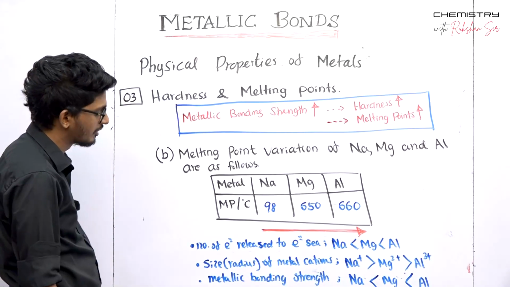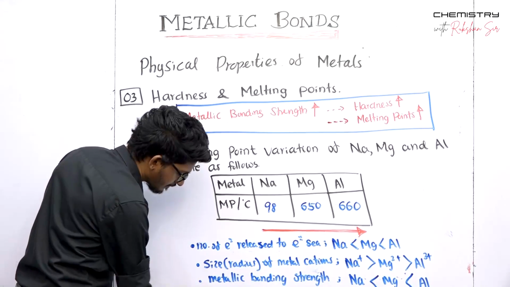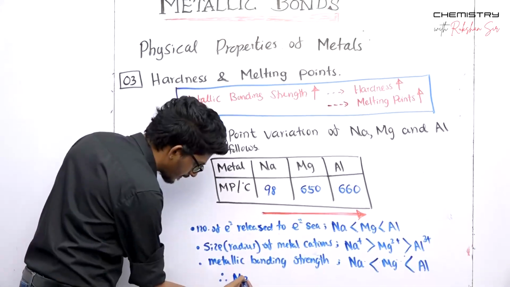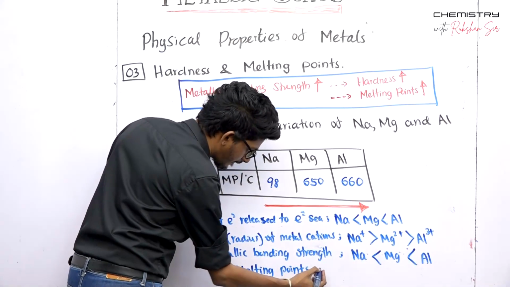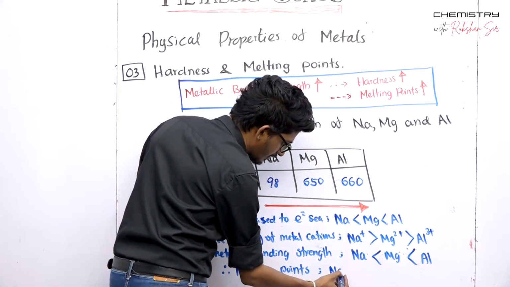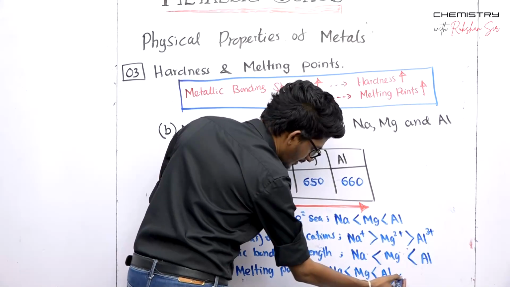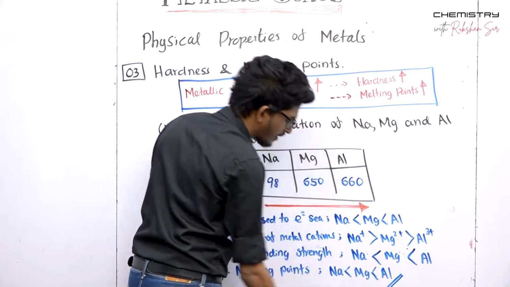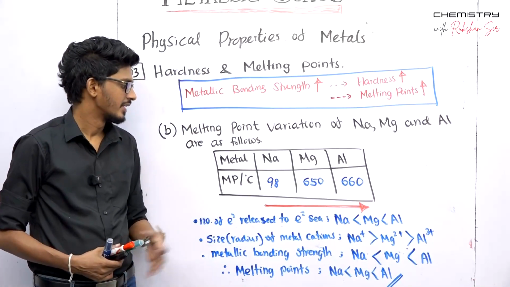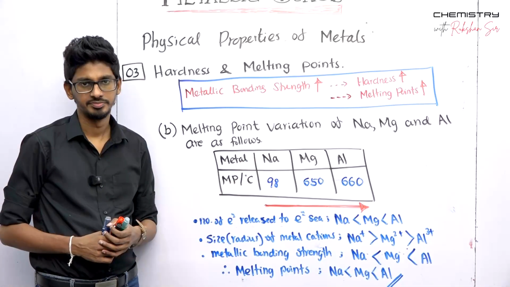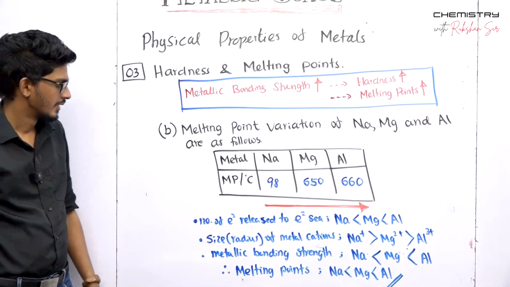So when the metallic bonding strength is high, your melting points will be high. So the melting point variation will be like this: sodium has the smallest, magnesium is higher, and aluminium comes up with the highest, with the greatest metallic bonding strength. So that is how we are supposed to explain this kind of observation.